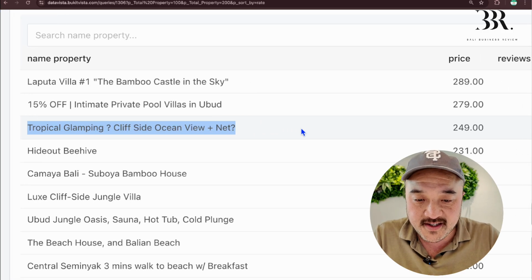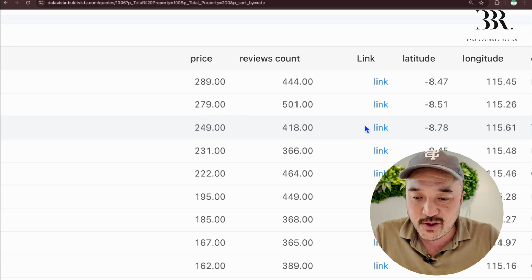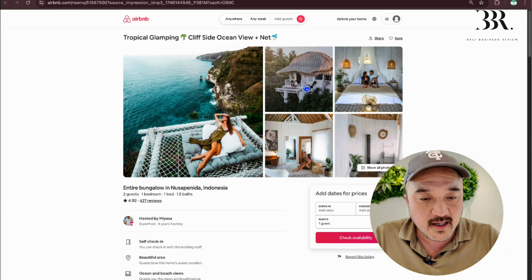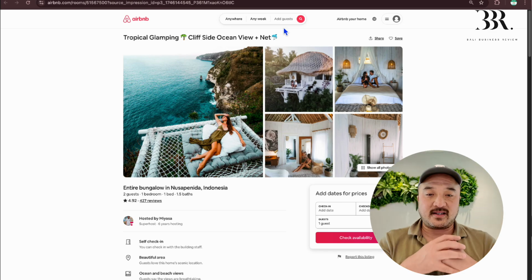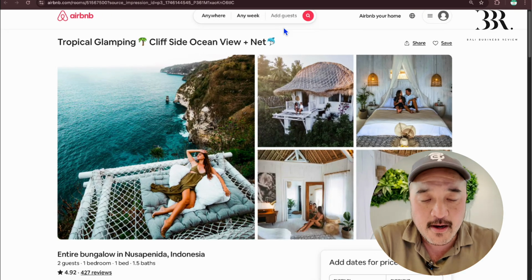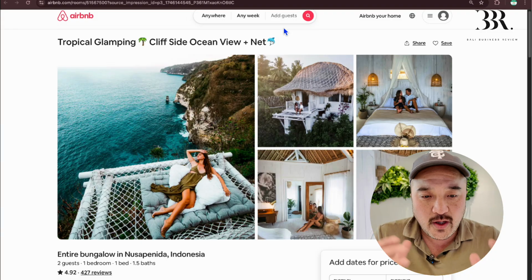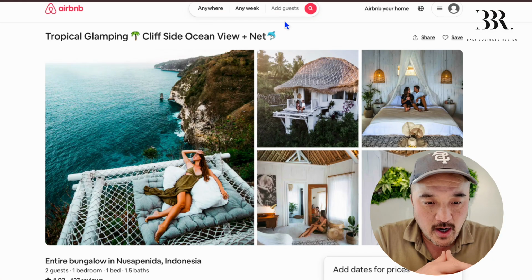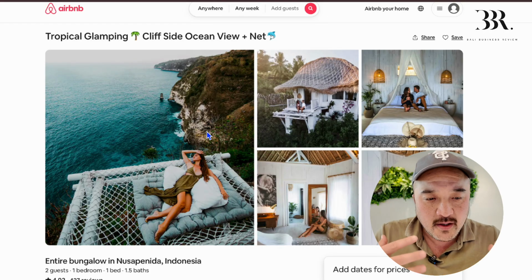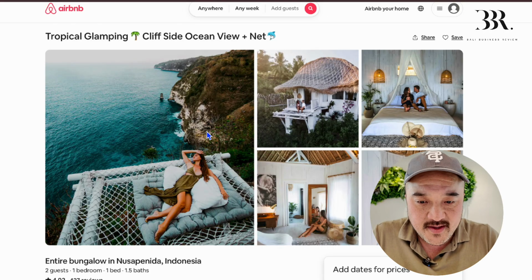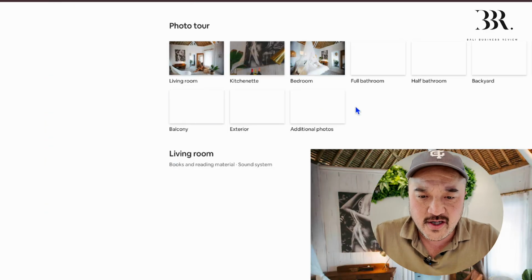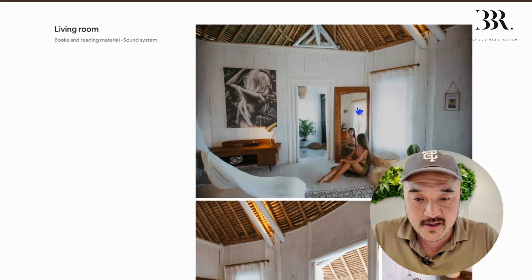Tropical glamping, cliffside, ocean view, and net. Not sure why there are so many question marks here. I believe this one's Nusa Penida, so let's open it up and take a look at what's inside. Bingo, there you go again. You can see that one of the really winning designs seems to be using a very natural architectural style. They're using strong Balinese elements.